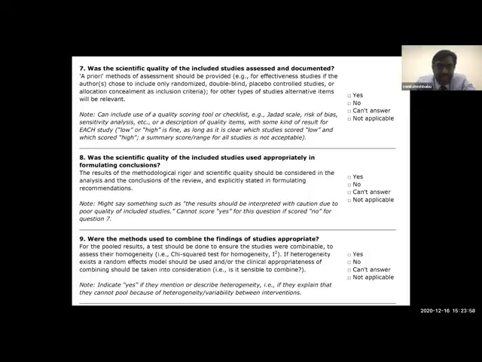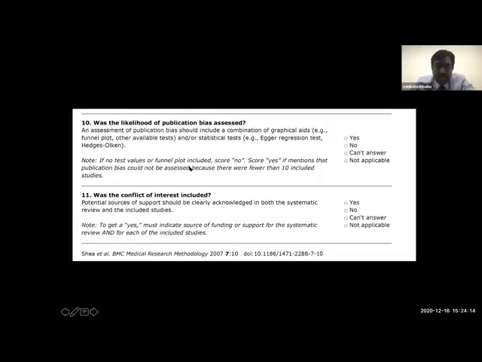Okay. Next is, were the methods used to combine the findings of the studies appropriate? It means whether the meta-analysis has been performed or not. So that is your question number 9.